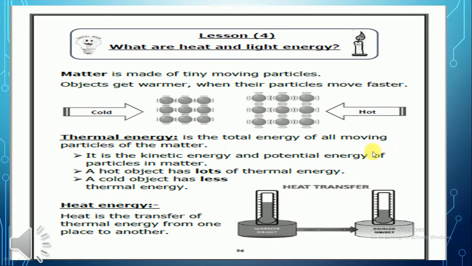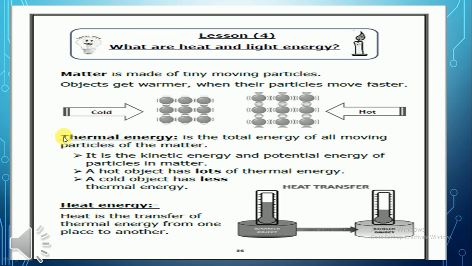Let's move now to page 56. Matter is made of tiny moving particles. As you see here in the picture, those are tiny moving particles. Objects get warmer when their particles move faster. Why? Because when they move faster, they hit each other and move here and there, so they produce heat. When they move slower, it turns cold.